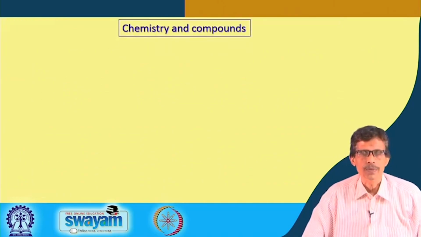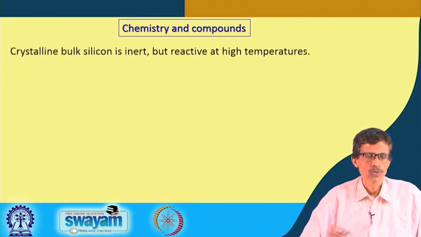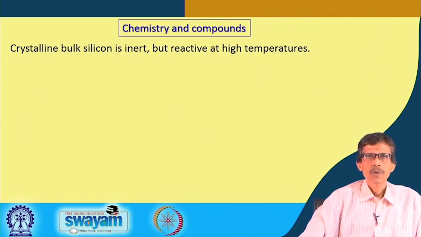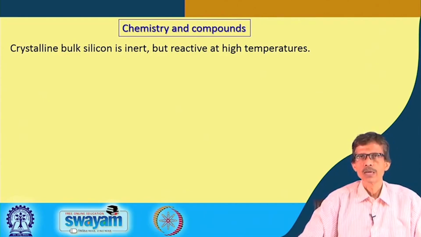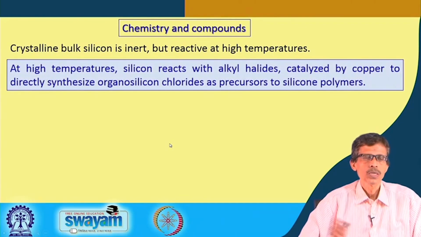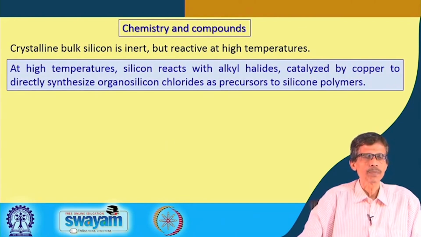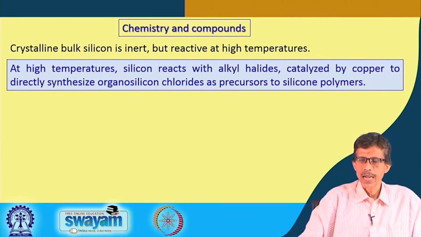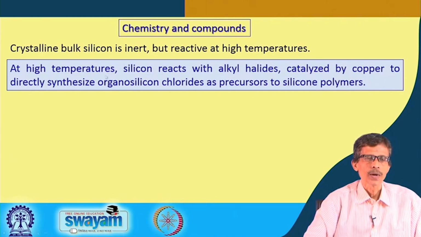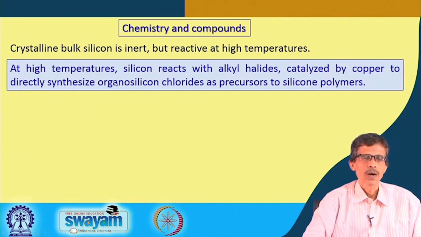Then a little bit of chemistry we will consider quickly, and the compounds. Crystalline bulk silicon is inert, but reactive only at high temperature, the way we are considering its reduction at high temperature. Similarly, the elemental form is only reactive at high temperature, and at high temperature it can react with alkyl halides catalyzed by copper to directly synthesize organosilicon chlorides as precursors for silicon polymers. So, we will be able to bring the organic part, that means the carbon part, the methyl part, to silicon, and it can be silicon chloride.